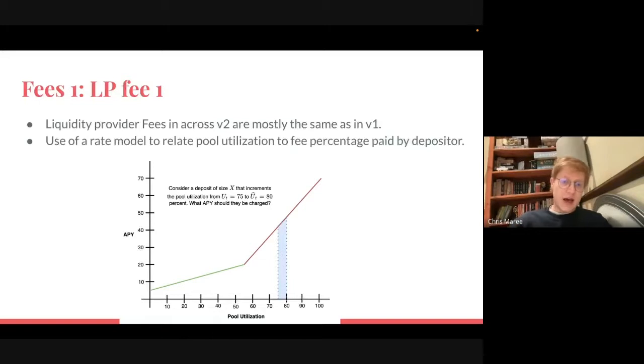LP fee percent is the other component of the fees. This is the fee that you pay for actually utilizing liquidity in the system. This is functionally equivalent to how it works in Across V1. We have a utilization curve which tracks pool utilization against APY.